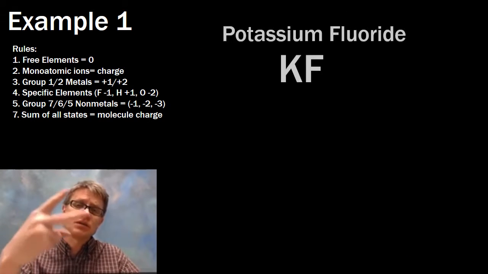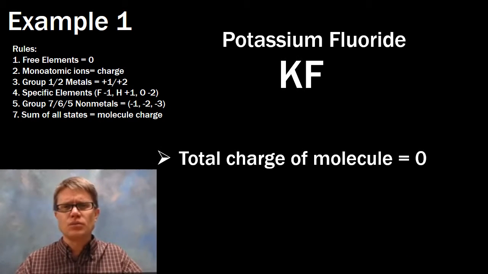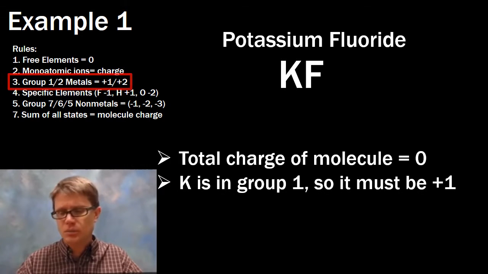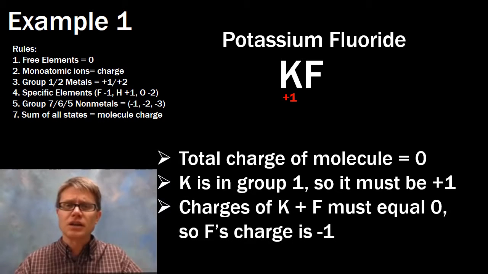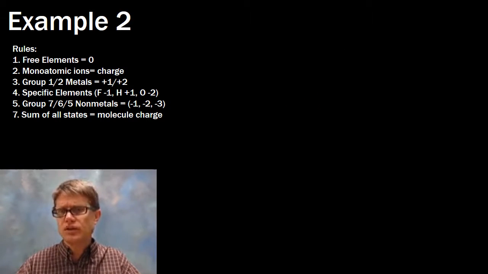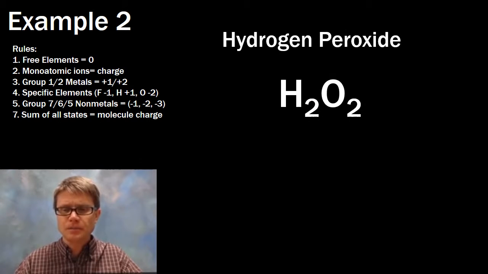So our first example is potassium fluoride. The total charge of the molecule is 0. We'll see that potassium is in group 1, so it must have a +1 oxidation state by rule 3. We'll see that the potassium and the fluorine must equal 0 if you add their oxidation states together, so fluorine's charge is -1.